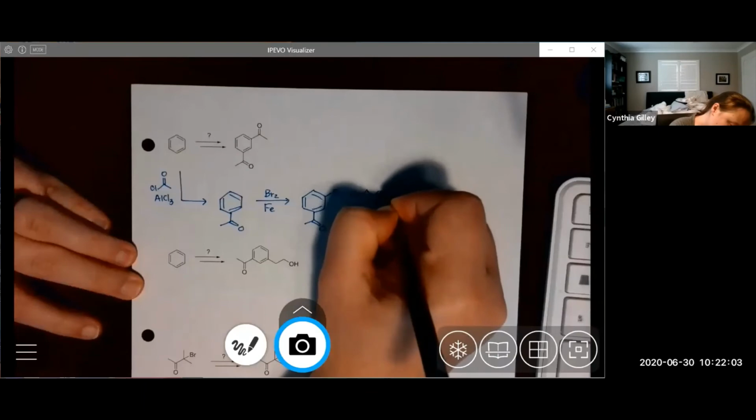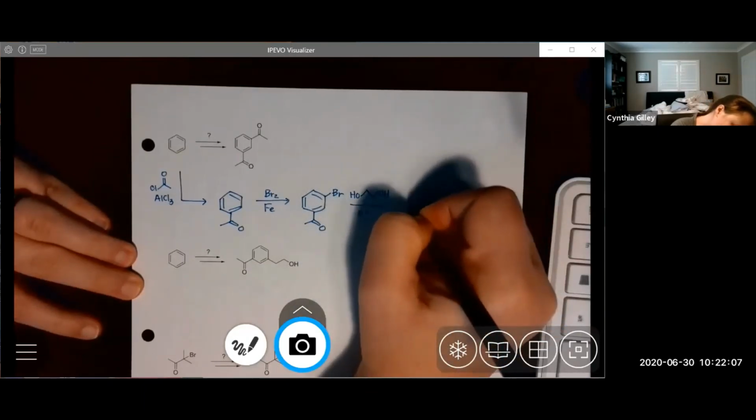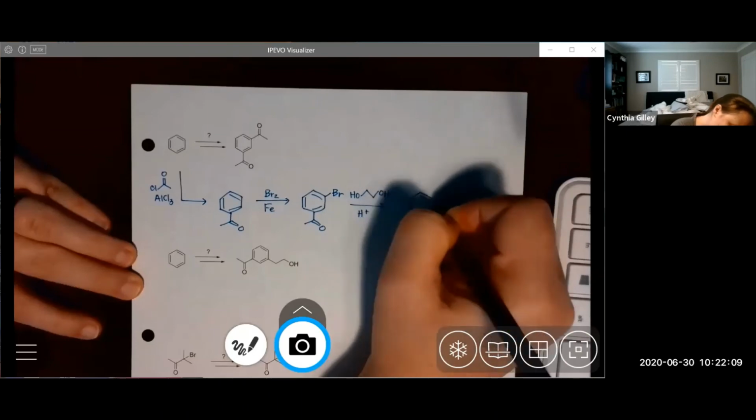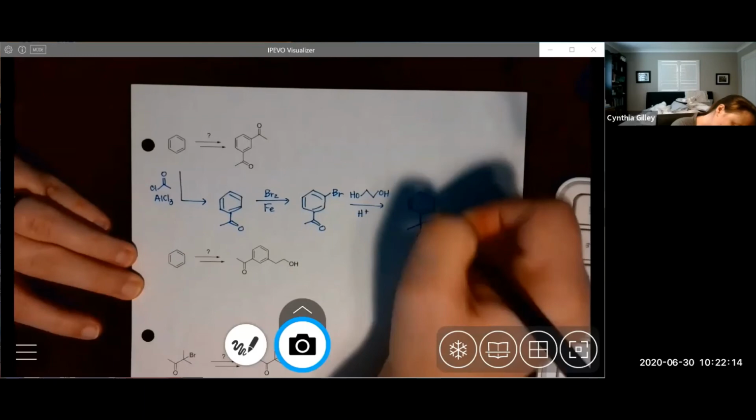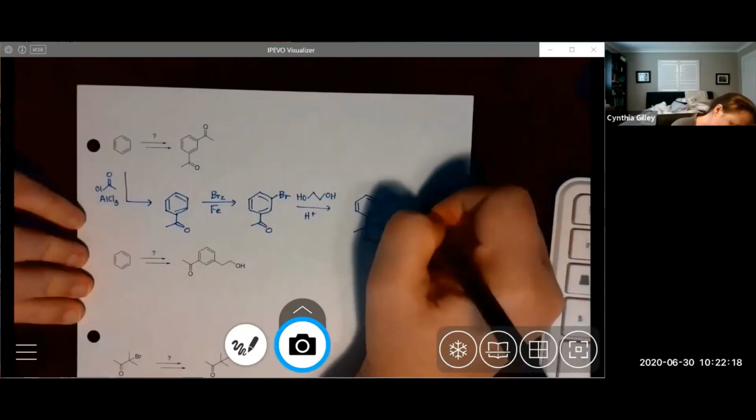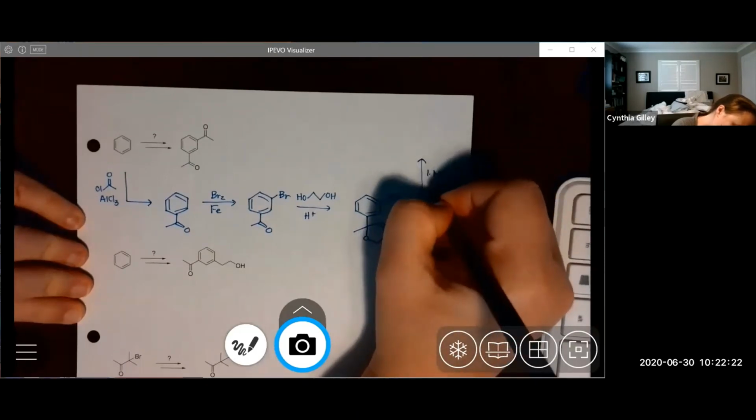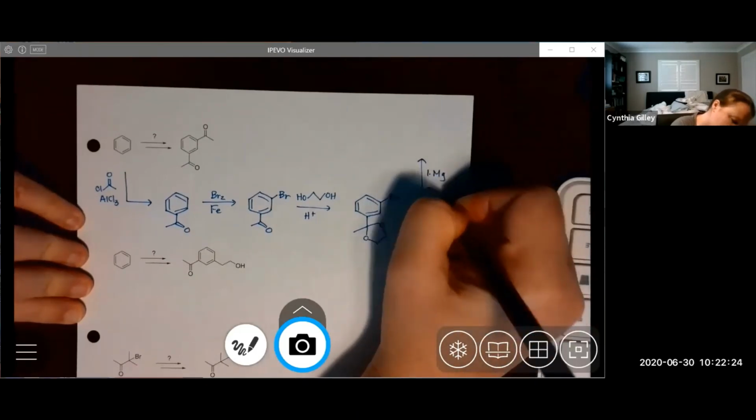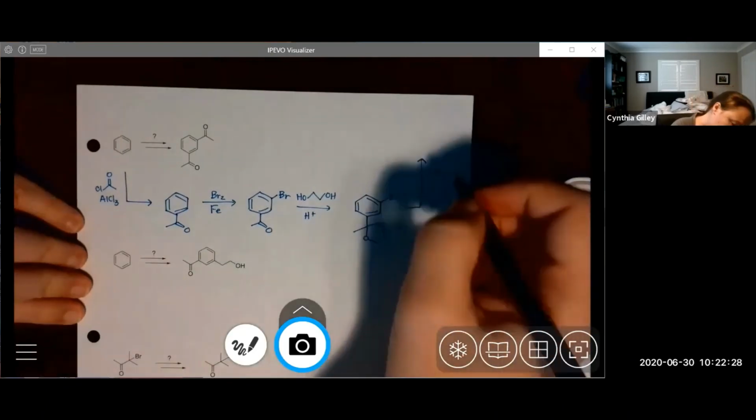So go through the protection step, form the acetal. Now you can do your Grignard reaction: magnesium, followed by the aldehyde, followed by the acidic workup.